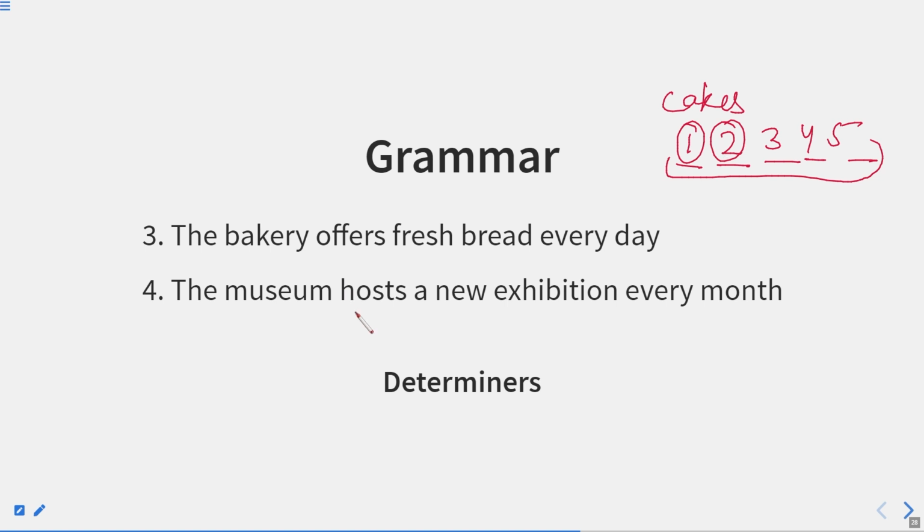The museum hosts a new exhibition every month. Every month means, suppose there are 12 months. So the months of January, February, March, April, May, June, July, August, September, October, November, and December. So I'm talking about every month again and again. Now let us move to the next one.